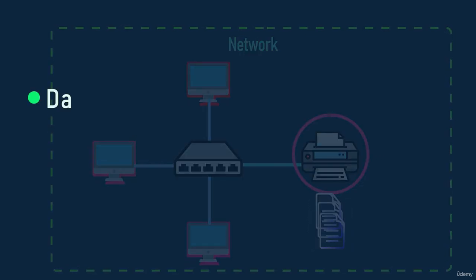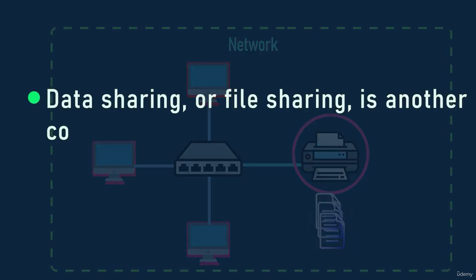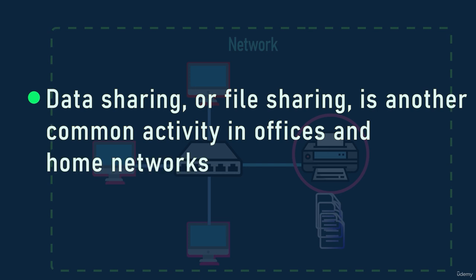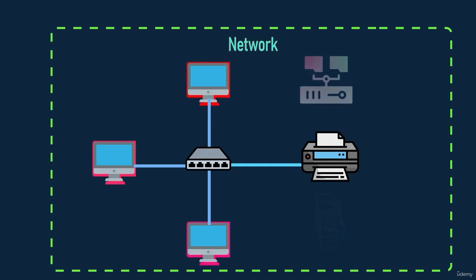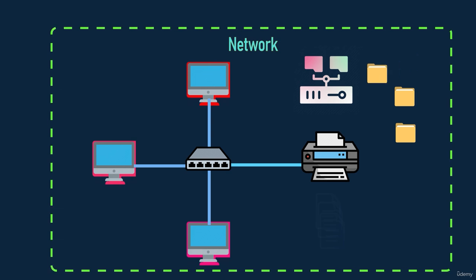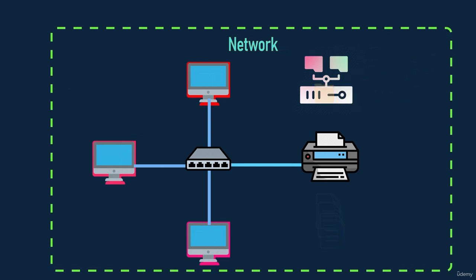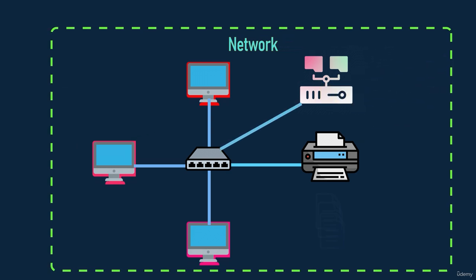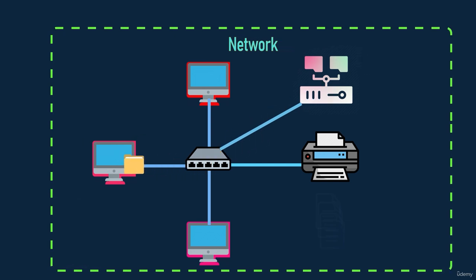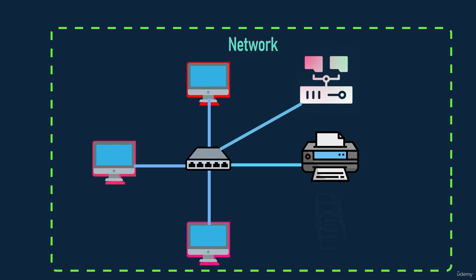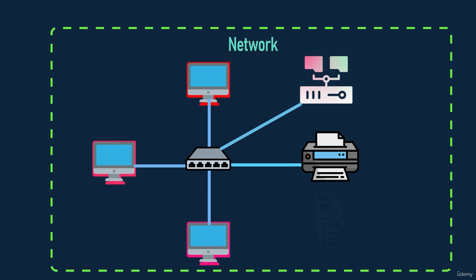Data sharing or file sharing is another common activity in offices and even in home networks. We can set up a file server where files can be stored and connect it to the network. Then everyone connected to the network can access the files. Otherwise, files would have to be sent to everyone individually, which can be time consuming.